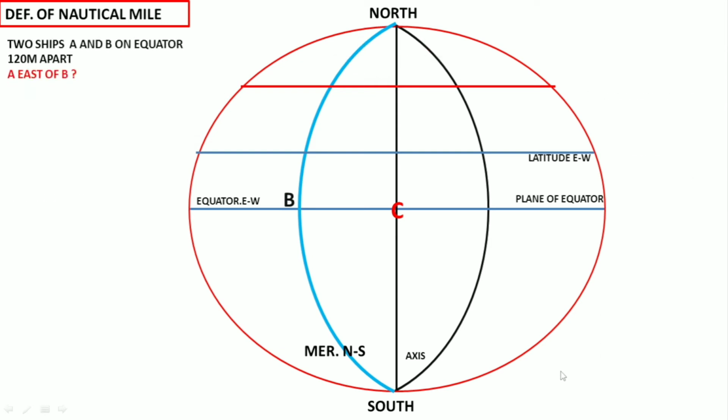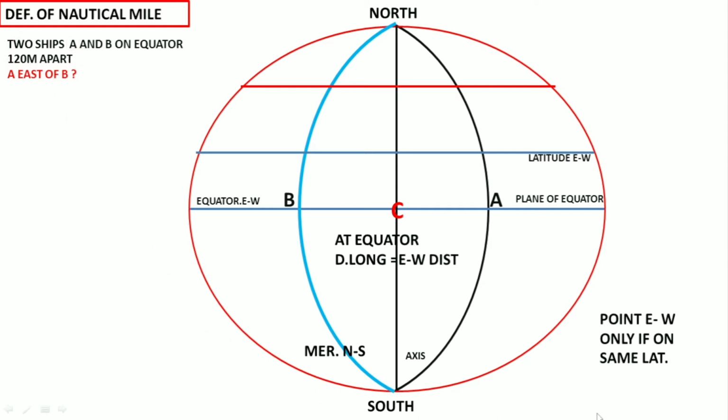Now let us have two ships here on the equator. And when he's saying east and west, that means they have to be on the same latitude, so they are on the equator. And he says that they are 120 miles apart. Now at the equator, we can always convert the distance into d long, or d long into distance. So that means the d long between the two ships is 2 degrees.